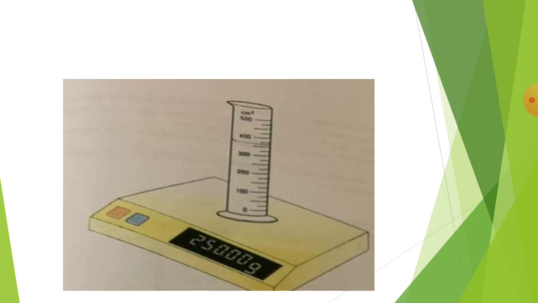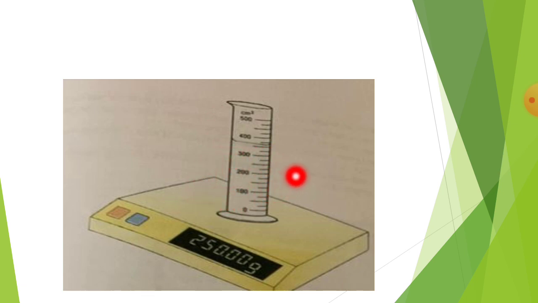Then we are going to take our liquid and pour it into our measuring cylinder. When we pour the liquid into the measuring cylinder, it's going to give us a reading, and this reading is the volume. So now we have the volume of our liquid. Then we will take the measuring cylinder with the liquid and place it back on the scale.